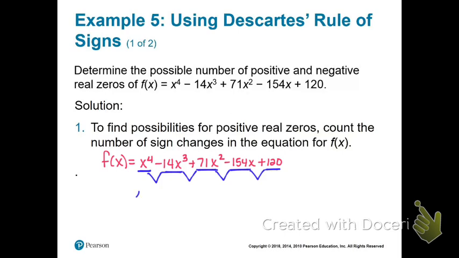4. So there is 4, or we're going to decrease it by an even integer. So 4 minus 2, which is 2, or decrease that by an even integer. 2 minus 2 is 0, positive real zeros.